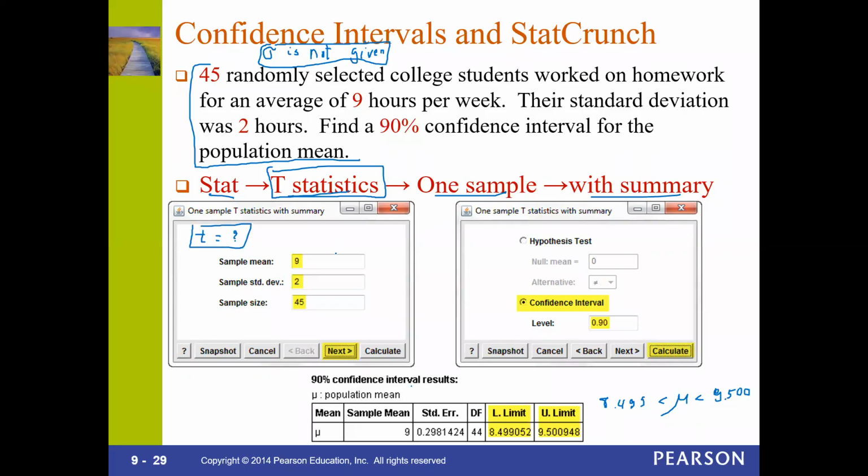Sometimes when you do the problem, it might be hard to get all the values for T together. Then it will be easier to just use StatCrunch. All right. Any questions so far?